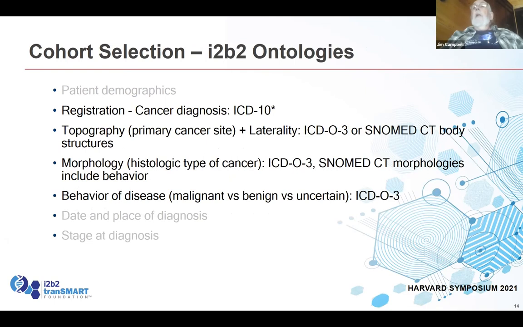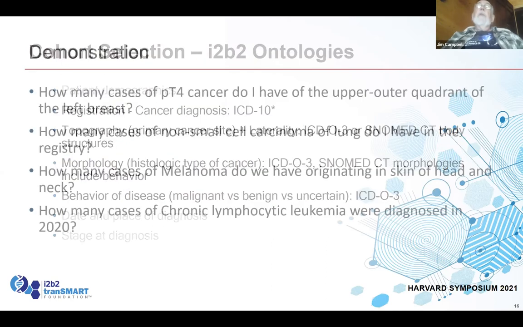In terms of the ontologies relevant to these minimum data set features, ICD-10 obviously for cancer diagnoses, ICD-O-3, and we added SNOMED CT, for reasons I'll explain in a second, for topography and for morphology, and ICD-O-3 for behavior of disease.